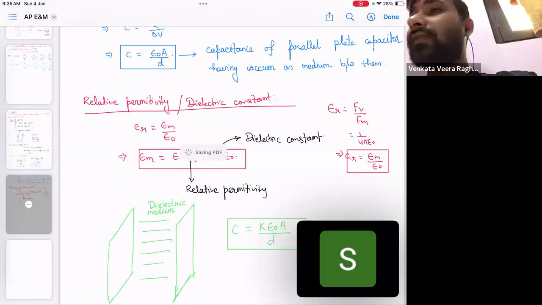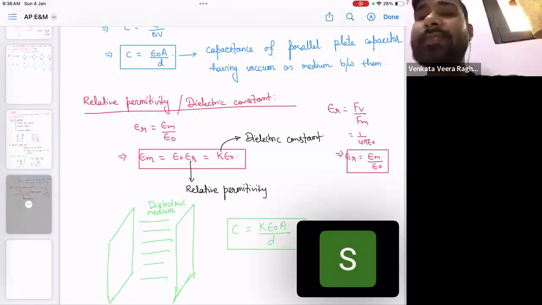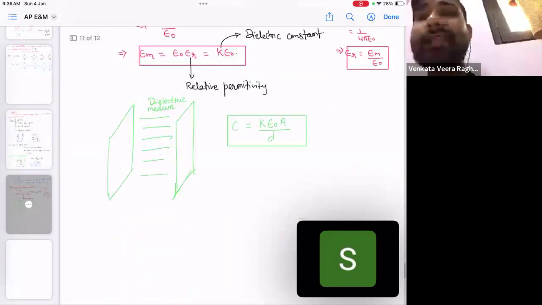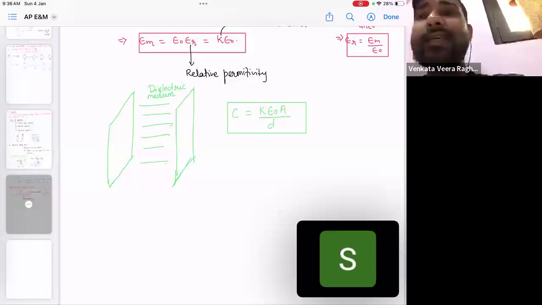So that's why if we replace the medium between the plates of the capacitor with any medium other than the vacuum, then it increases the capacitance of the system. Clear? It increases the capacitance of the system. Clear? So here we have filled the space completely with the dielectric.